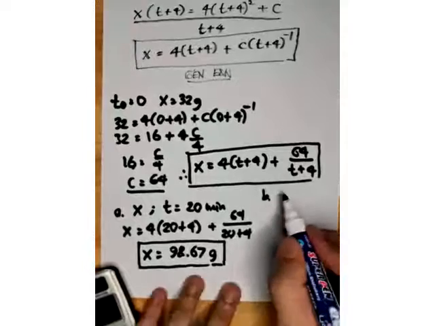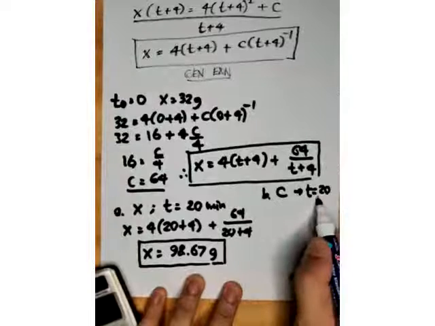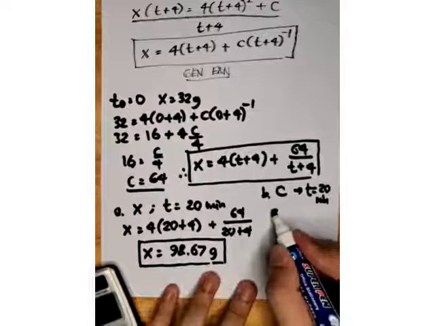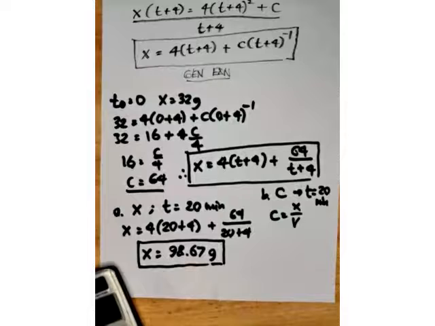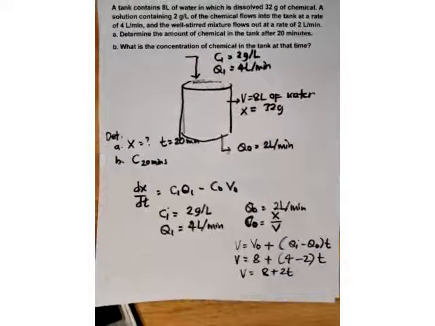The question is about the concentration of the tank. So, what is the concentration when T is equal to 20 minutes? What's the concentration after 20 minutes? Our formula is C is equal to X over V. We already got X. The problem is V. So what is our V? What is the volume? Will our volume still be 8 liters?